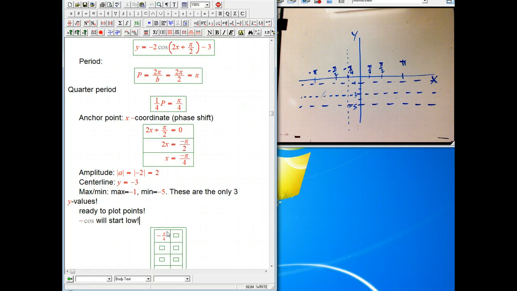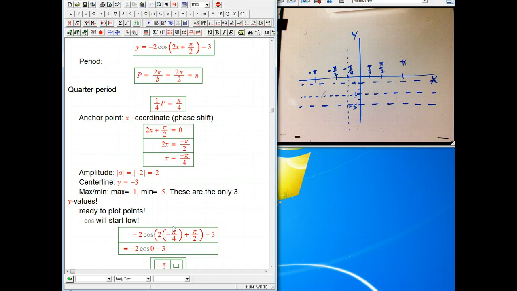Let's do that. Okay. If we plug in, let's do a little scratch work. Minus 2 times cosine of 2 times minus pi over 4 plus pi over 2, all minus 3. Whew, that's a lot of stuff. But you just do it one step at a time. Okay, what does that equal to? 2 times minus pi over 4. That's minus pi over 2 plus pi over 2. Oh my gosh, what a coincidence. That's equal to 0. Oh, of course it's equal to 0.